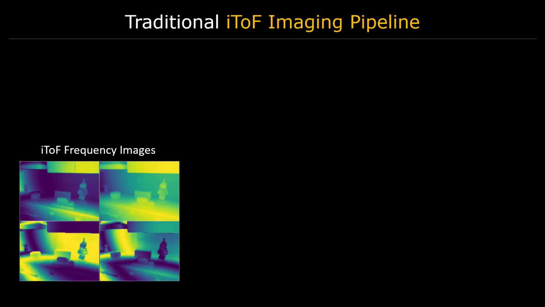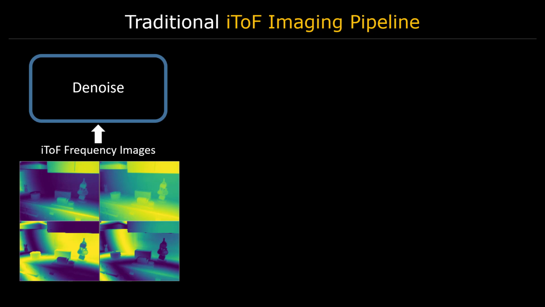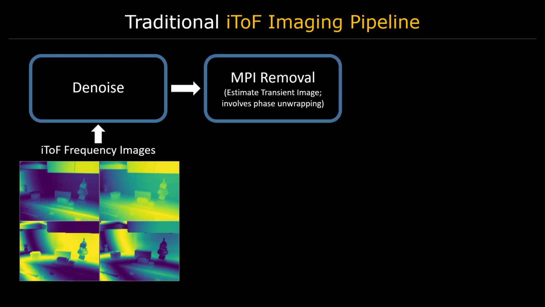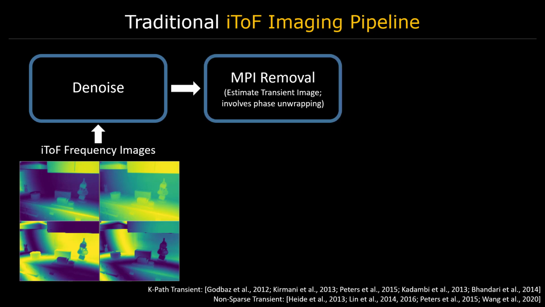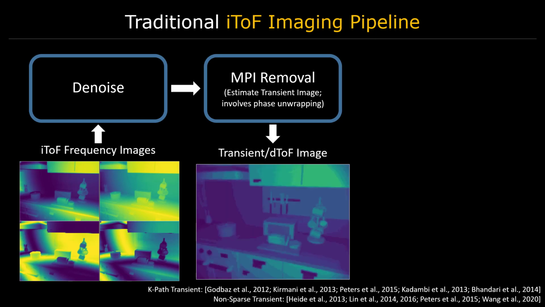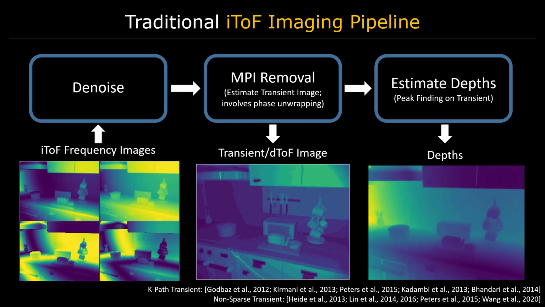One common approach to overcome these challenges is to first denoise the iToF images and then remove MPI. To remove MPI, many solutions have been proposed, and most of them involve estimating the transient image as an intermediate step. Finally, depths can be obtained from the transient representation through peak finding algorithms.